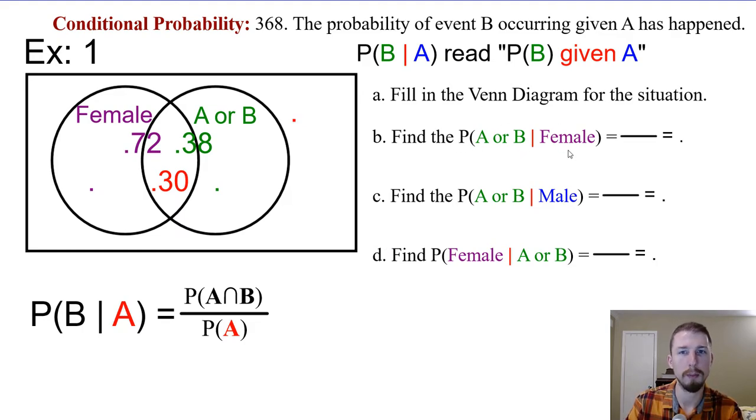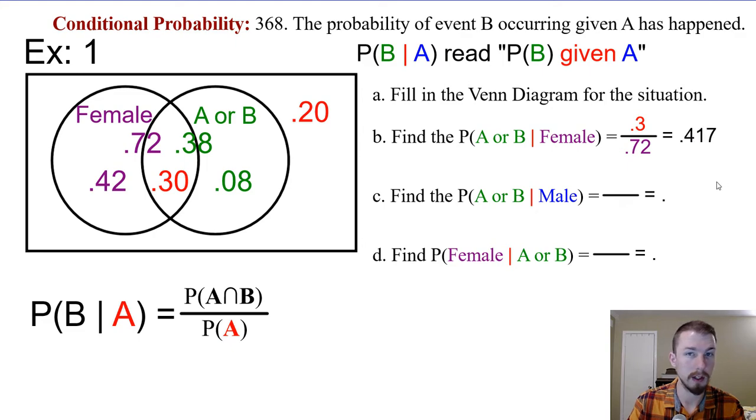Part B, we want to find the probability that the student got an A or B given that it was a female. So we're only interested in the set of all of the females, which in this case would be the 72%. So out of the 72%, which is the percent of my students who were female last year, what percent of those had an A or a B? Well, that would be the intersection of those two, right? Which would be the 30%. So it's going to be 30% out of the 72%, which when I put that in the calculator gives me 41.7%. So 41.7% of all my females last year had an A or a B in my class.